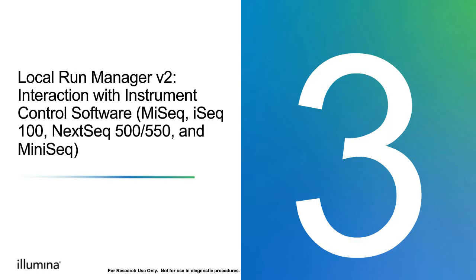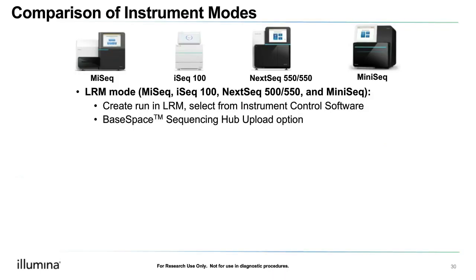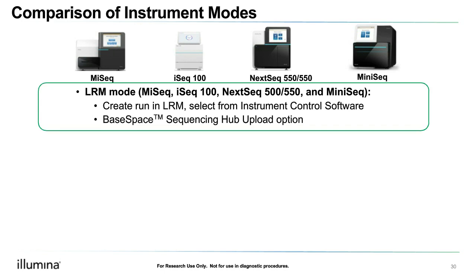Okay, the next part I want to talk about is interaction with control software. That includes MiSeq, iSeq, NextSeq, and MiSeq. So let's talk about the options when you set up the run from the control software. There are a few options depending on the instrument, but I want to talk about the common option first. For the MiSeq, iSeq, NextSeq, and MiSeq instruments, the common option is using Local Run Manager version 2. All of these 4 instruments have a Local Run Manager mode that you can use to create the run in Local Run Manager, and you can select that run from the control software.